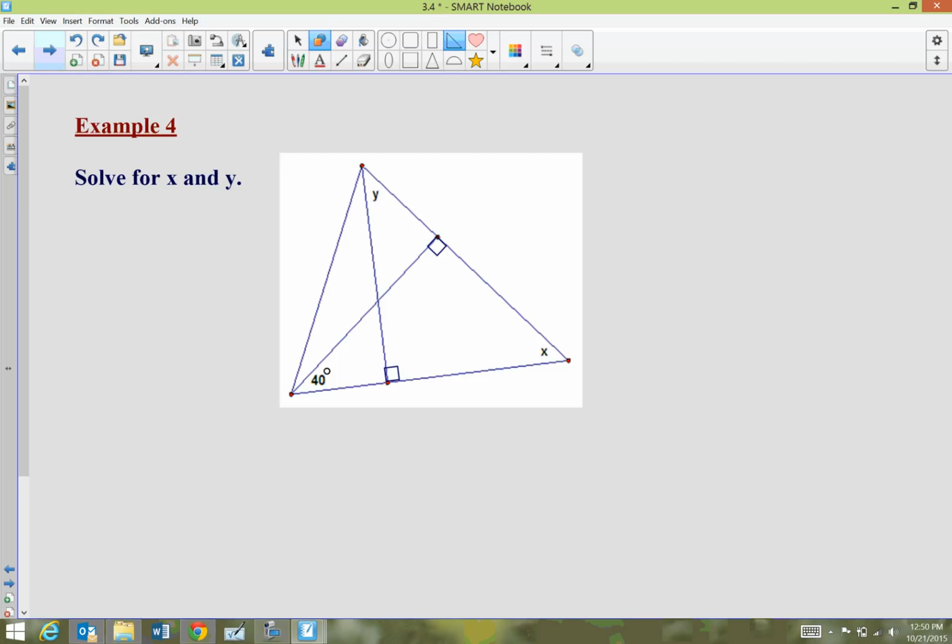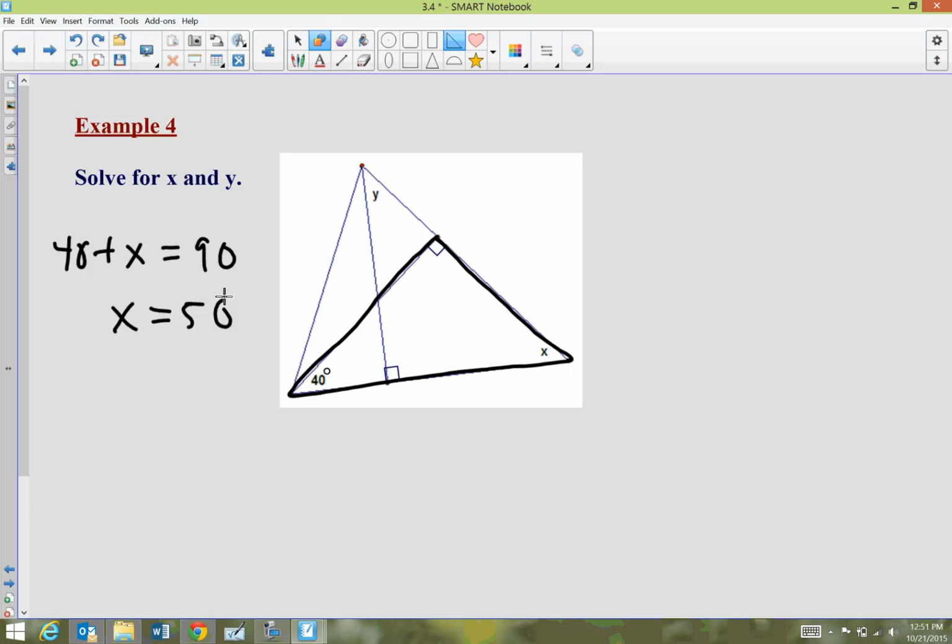Example 4, we are asked to solve for x and y again. So to solve for x here, I sort of focus on this triangle, and I know that this is a right triangle, so we know that its acute angles have to be complementary, so 40 plus x has to add to 90. So we know that x is 50.